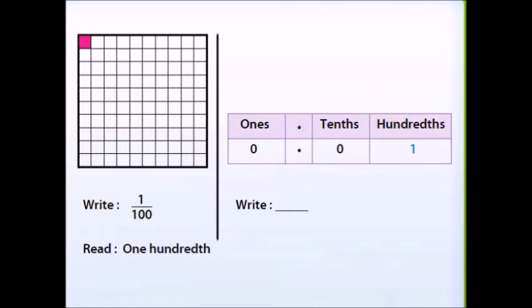Now let's write the decimal. That's the same value as the fraction. This fraction and this decimal are read the same way, 1 hundredth. 0.01 is the decimal form of the fraction 1/100.